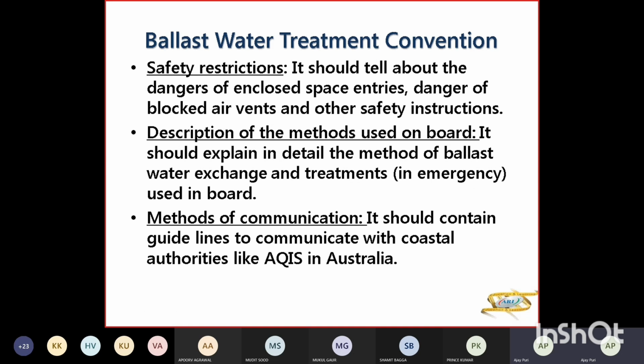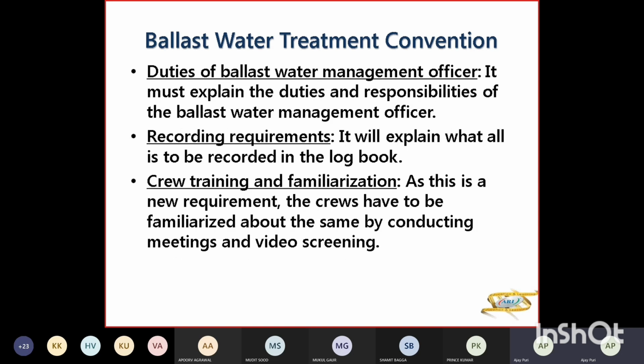Then your safety instructions will be for dangers of enclosed space entry, dangers of blocked air vents, and the other safety instructions. Methods will be what kind of ballast water exchange and treatments used on board in detail, and what kind of communication system you have on board, that should be there. What are the duties of the ballast water management officer, and the responsibilities of the same person.